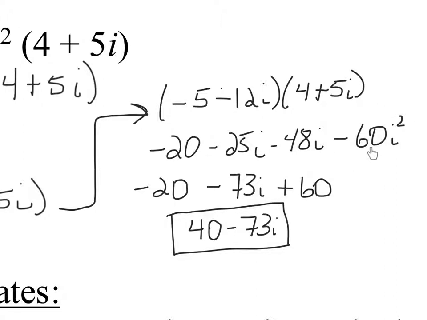This is a negative 60 times i squared. So if i squared is negative 1, then I have a negative 60 times a negative 1. That's going to give me a positive 60. So the sign changes. So like I said before, if a mistake is going to happen, it's going to happen right here. So watch out for that. Slow down, take your time, make sure that you've got the right value right here, whether it's positive or negative. So it's a negative 60 times a negative 1, which gives me a positive 60. Then I just combine my like terms, and I get 40 minus 73i.